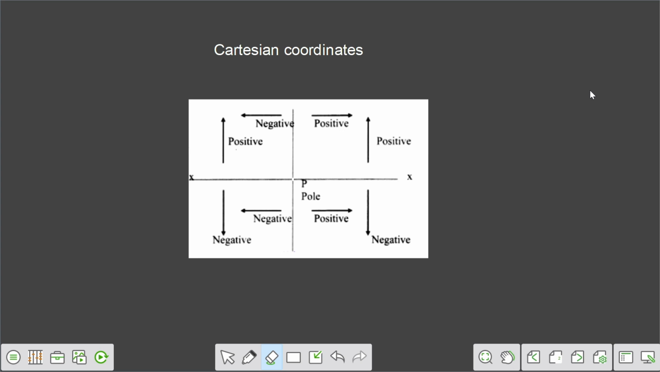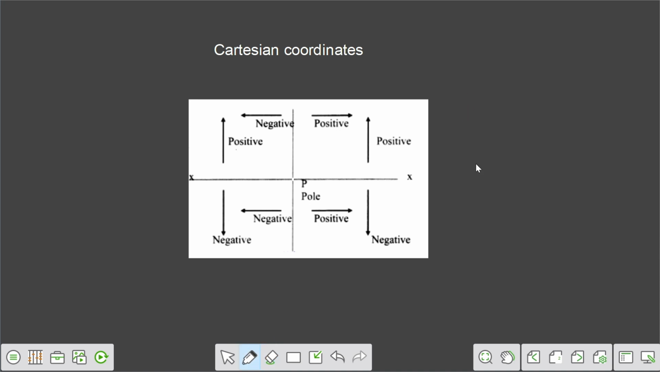So today we are going to learn about the sign convention for mirrors and lenses. Before we start, there are three important things that you should remember. Okay, so the first thing is the Cartesian coordinate system.